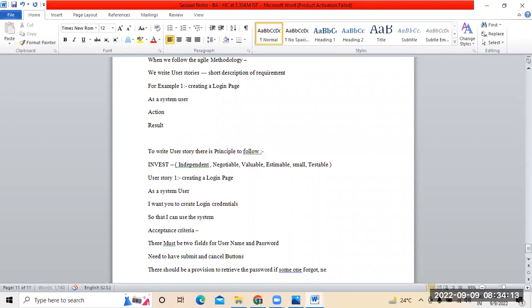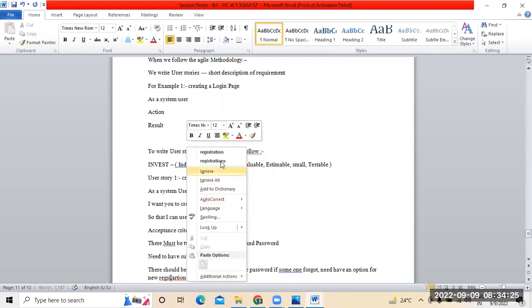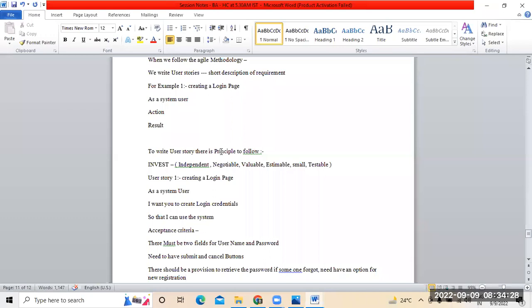Right. At the same time, you need to have an option for new registration. So forgot password, and at the same time, a new registration option should also be there on the login page. If someone has forgotten the password, they simply click on forgot password. I'm talking about the login page, when we are creating a login page. At the same time, you need to have an option for a new user, right? So when they click on new user, the user page will automatically open. That's how we generally write acceptance criteria.